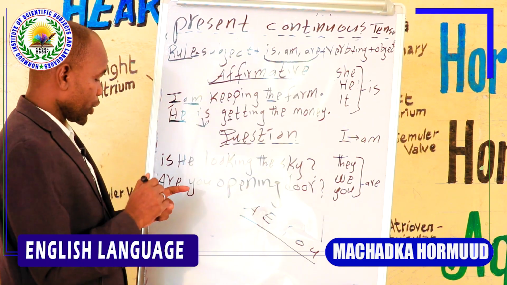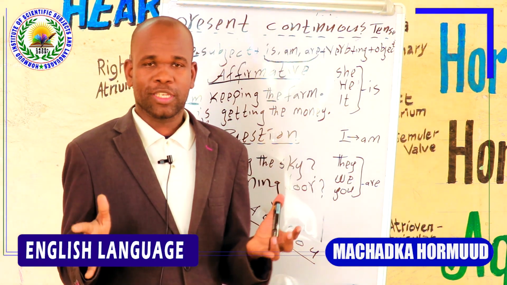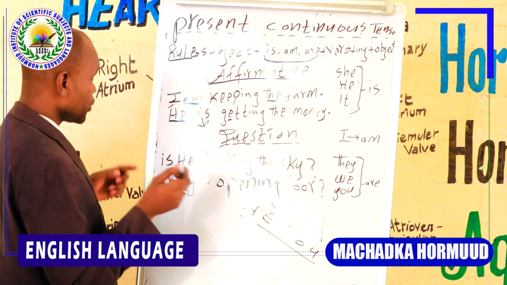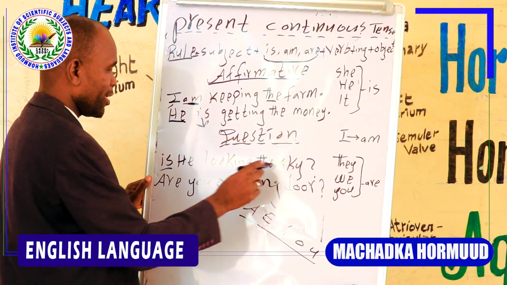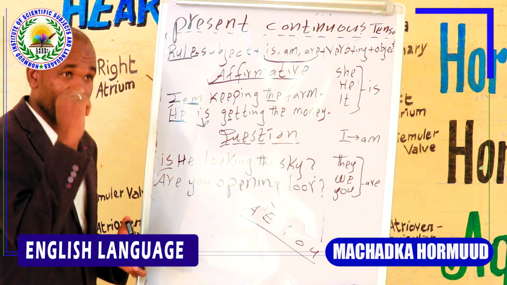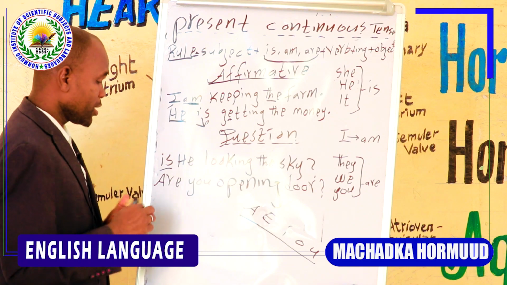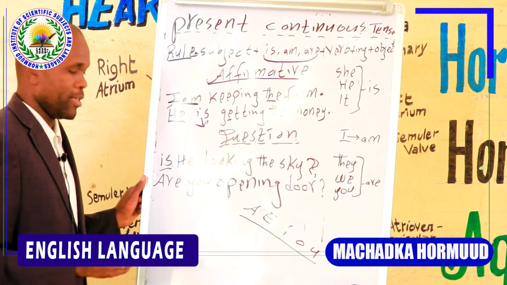Now the question. Almost everyone is very confused about how to make a question. In a question, you put the auxiliary first. Just see: is he looking this kind? Is he looking this kind? You look at it very carefully. First, you give a question mark.